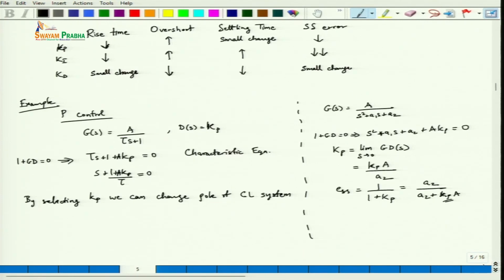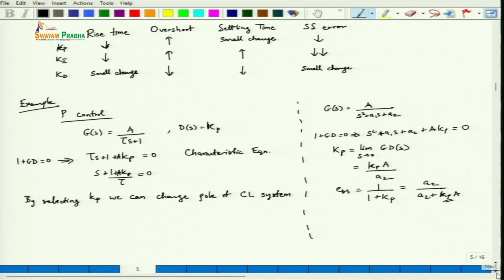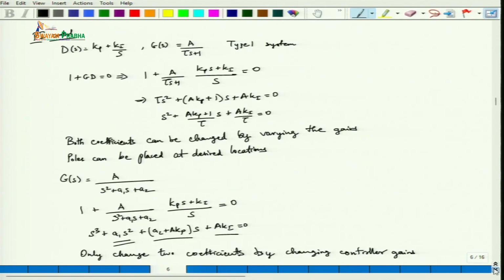So depending on the type of system, whether it's first order or second order, we need to select whether we want a P controller, PI controller, PID controller or a PD controller such that we can place our poles at our desired locations, and these locations of the poles will determine whether they meet the time domain specifications as we have discussed in our previous lectures.